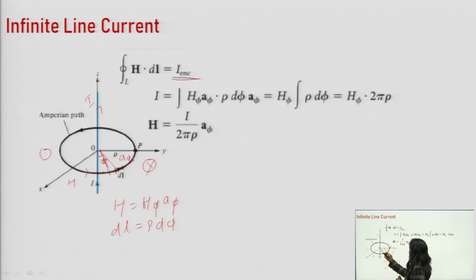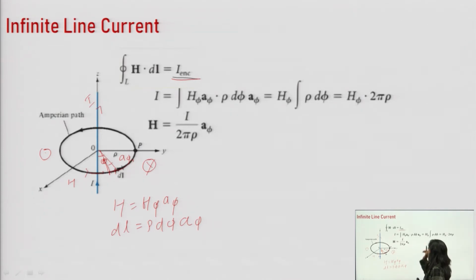If it is a smaller part, we can write it as d phi. So dl can be written as rho d phi, but as dl is a vector quantity, we need to write the unit vector along with this. So the direction of dl is towards a phi, so the unit vector with dl will also be a phi.